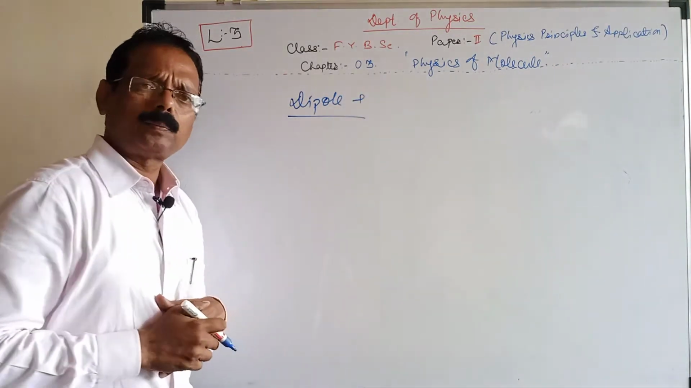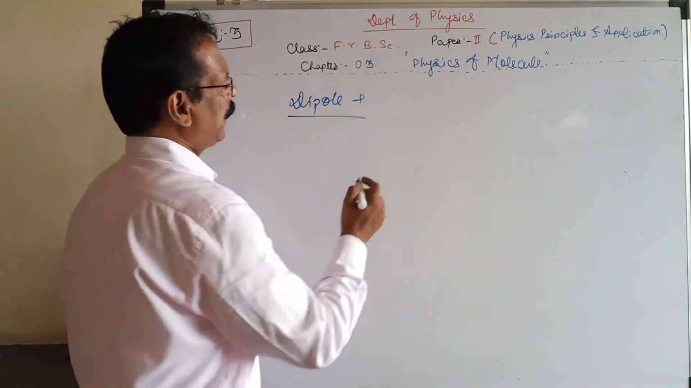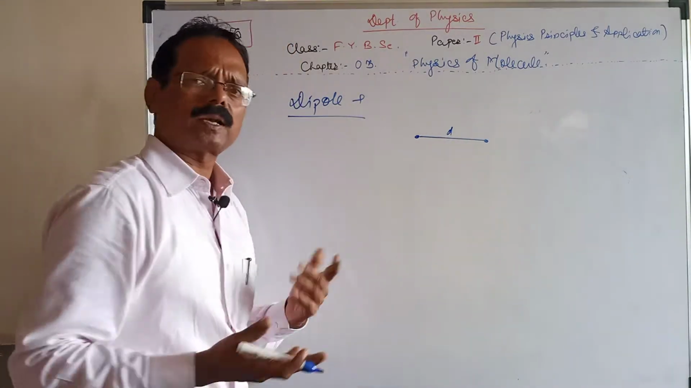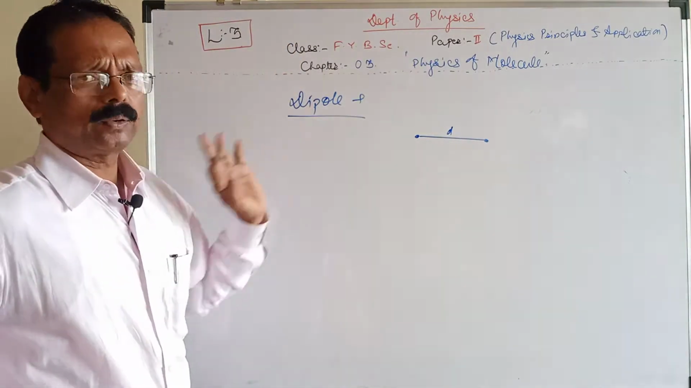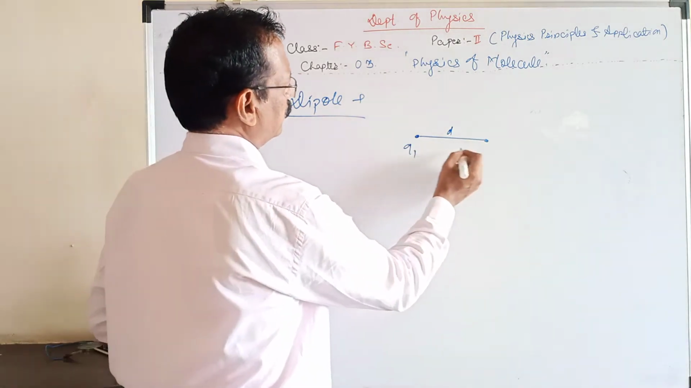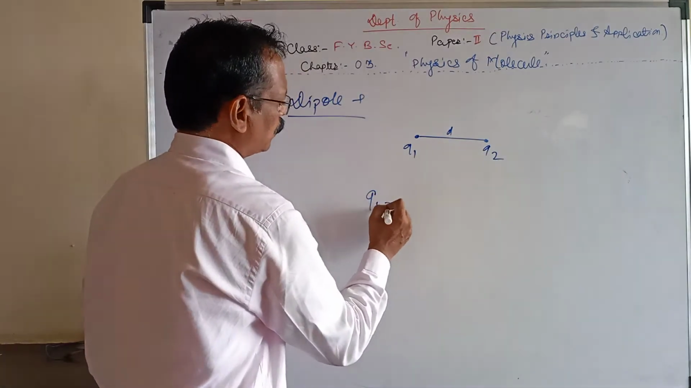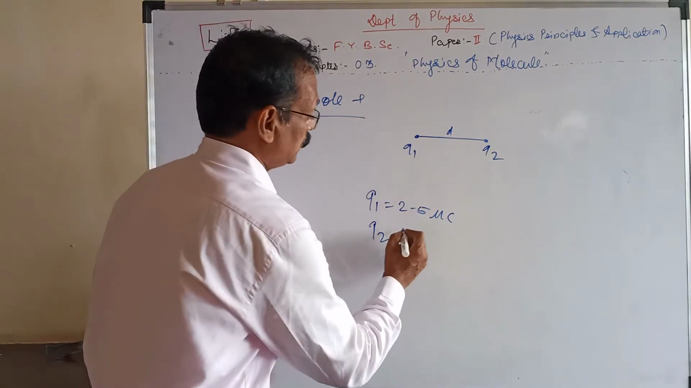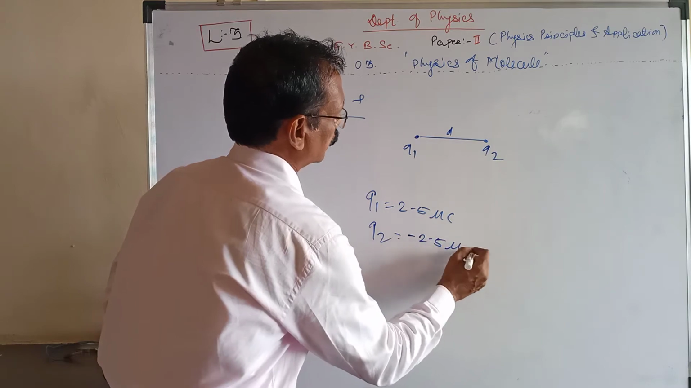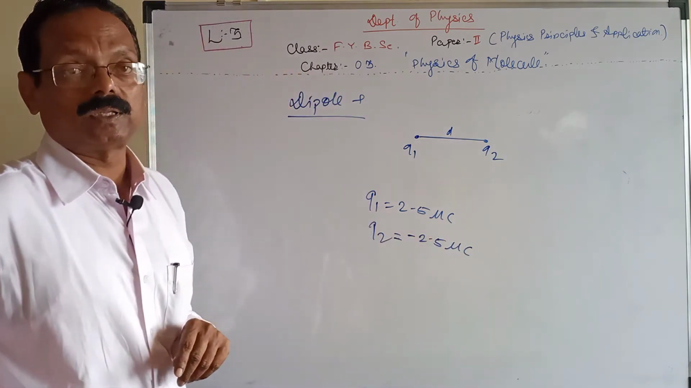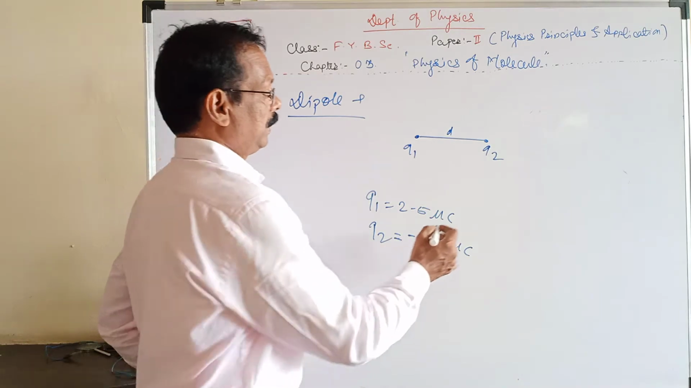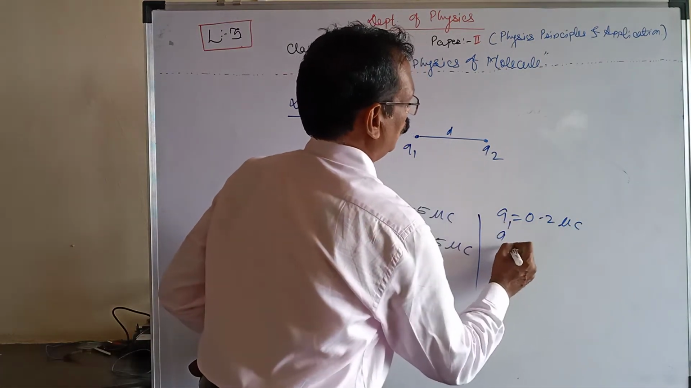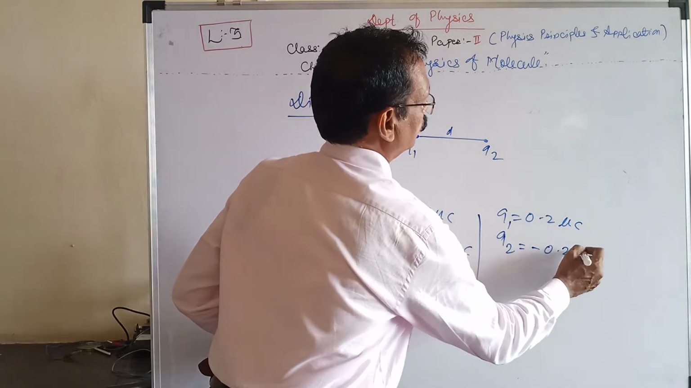Now, what is a dipole? It is very simple: two equal and opposite charges separated by a finite distance d is called a dipole. Suppose Q1 is a charge and Q2 is a charge. If Q1 is equal to 2.5 microcoulomb, then Q2 must be minus 2.5 microcoulomb, and so they form a dipole. If Q1 is equal to 0.2 microcoulomb, then Q2 must be minus 0.2 microcoulomb.